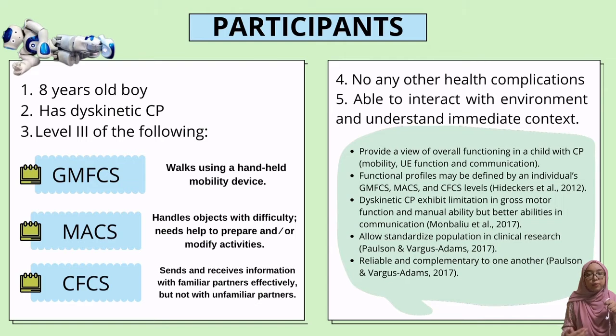The authors take an appropriate methodology on recruitment of the participant by using the three outcome measures as baseline, which provides a view of overall functioning in a child with CP on three domains: mobility, upper extremity function, and communication. By using this baseline, the study outcomes could produce a more standardized and generalizable result in that particular population of the research. Children with dyskinetic CP also exhibit limitation in gross motor function and manual ability, but better abilities in communication, so there may be no issues with less exposure to social interaction.